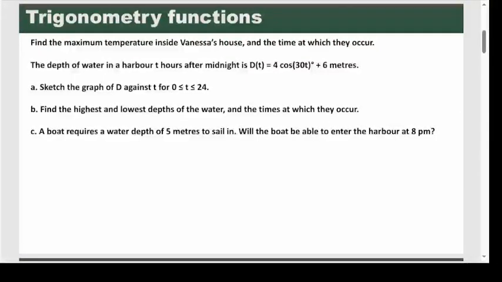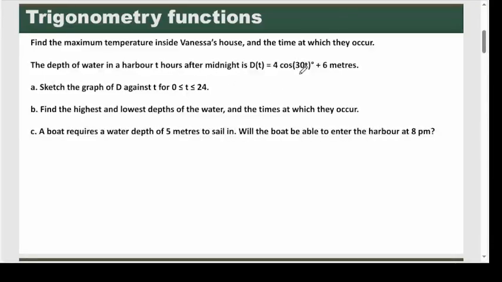Here it says find the maximum temperature inside Renaissance house at the time at which they occur. The depth of water in a harbor t hours after midnight is d(t) = 4 cos(30t) + 6 meters. Part A says sketch the graph of d against t for t between 0 and 24 hours.